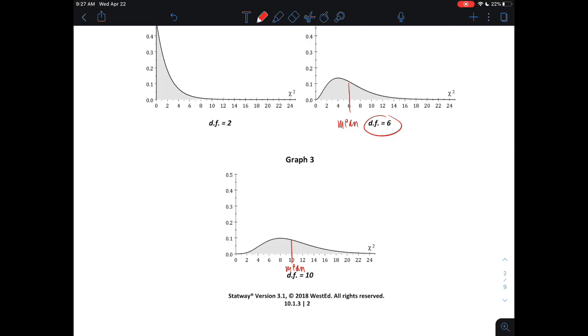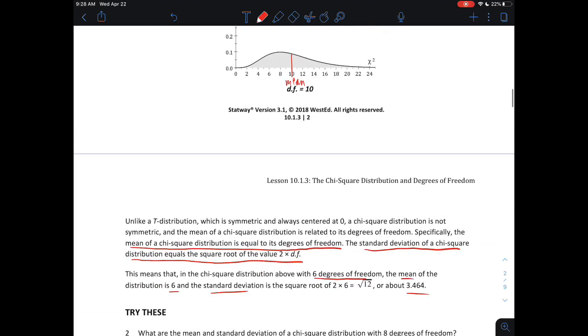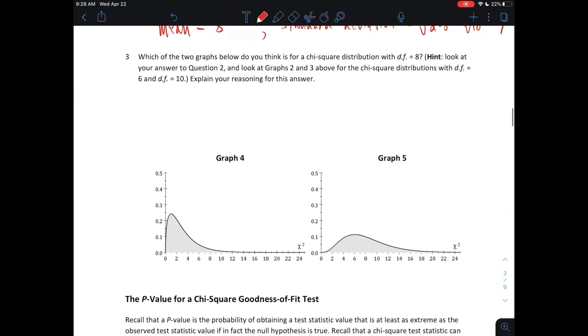So we need to think that we notice that the mean is slightly to the right of the peak of these graphs. If we go down to graphs 4 and 5 that we have to pick from, if we notice that our mean for a chi-square distribution with degrees of freedom 8 has to be 8, which one seems most likely to be the correct answer? It would be graph 5, because we can see that the mean is just to the right of the peak. In graph 4, this is not the mean of this graph, meaning 8 is definitely not the mean for graph 4.